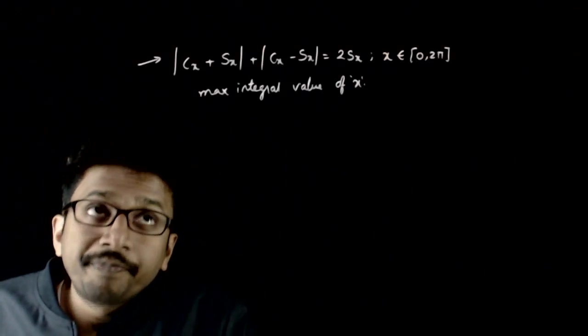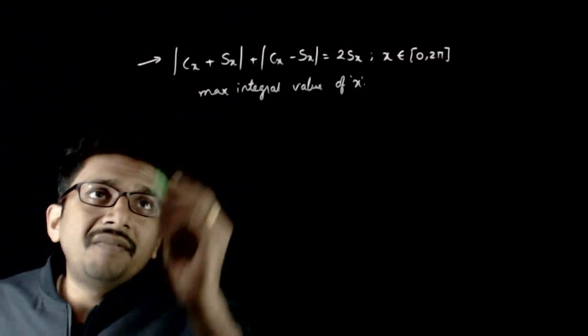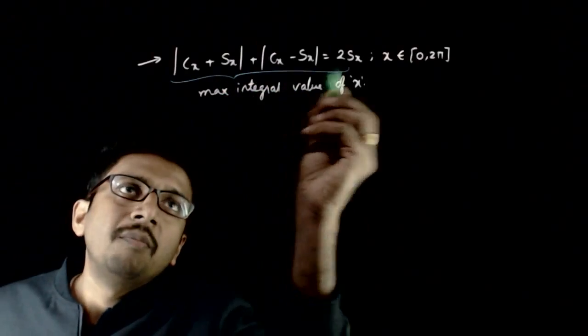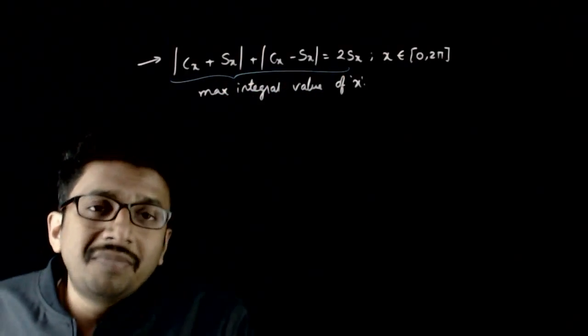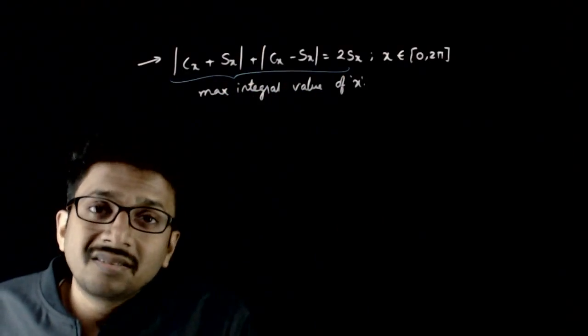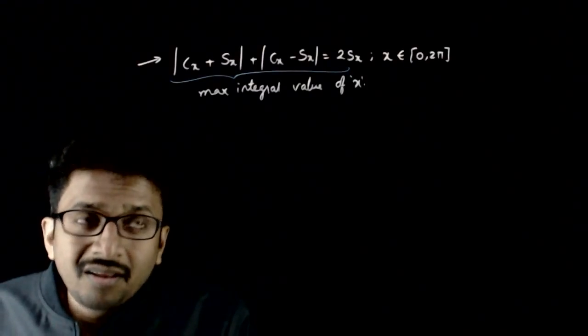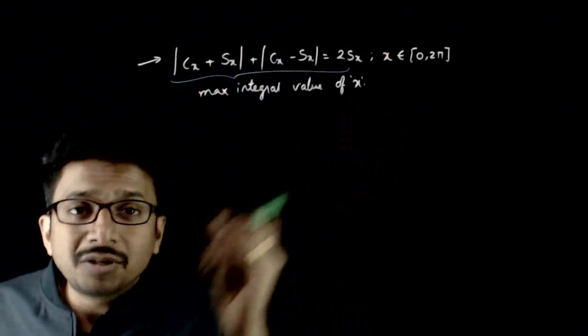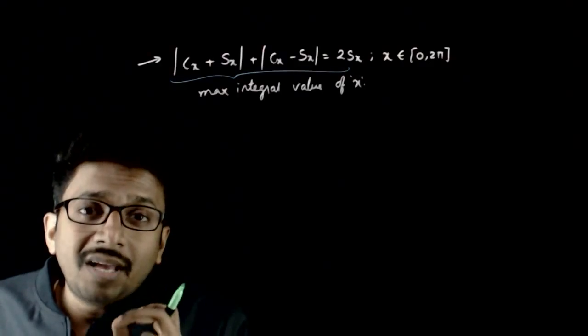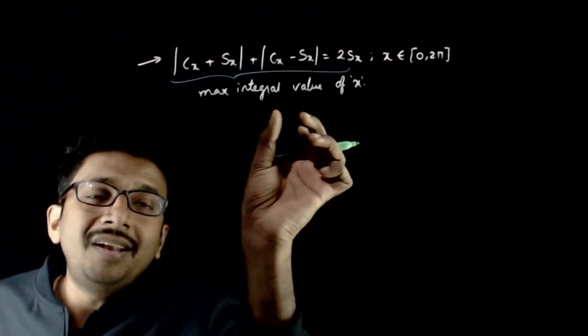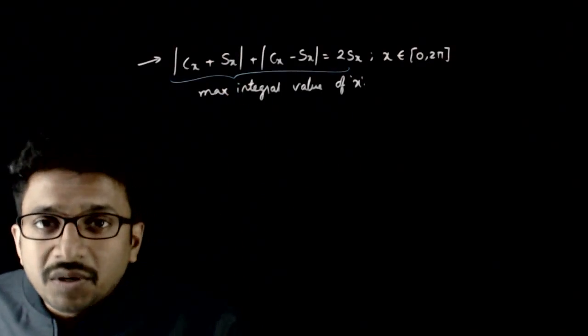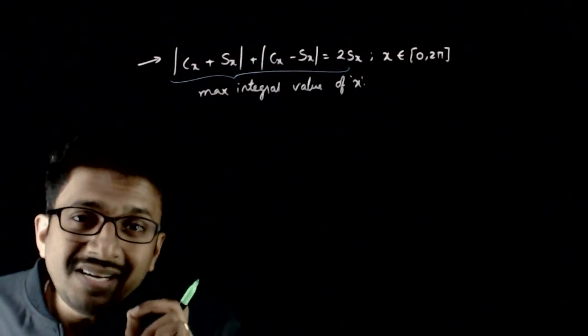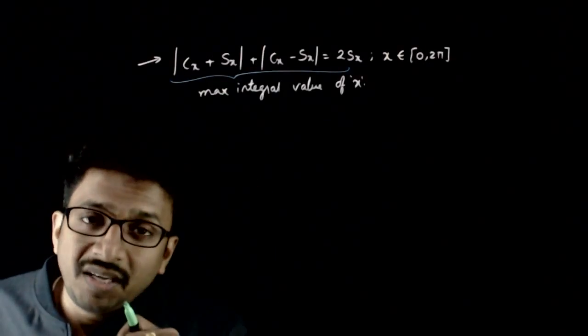So welcome students. In this question, you're given the equation mod of cos x plus sin x plus mod of cos x minus sin x is equal to 2 sin x, and x belongs to 0 to 2 pi. And you're asked to find the maximum integral value of x which satisfies this equation.